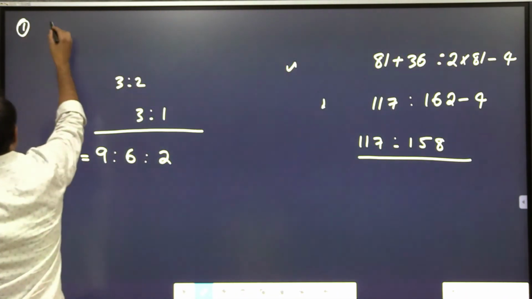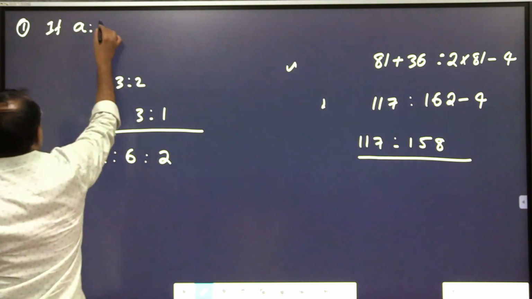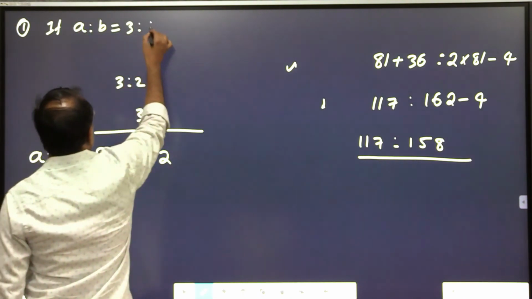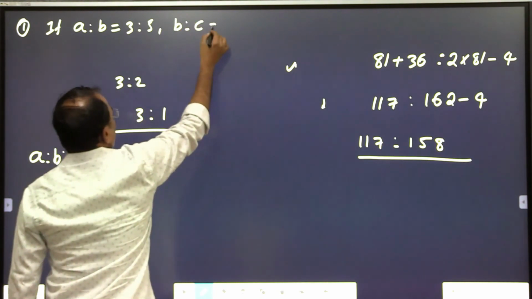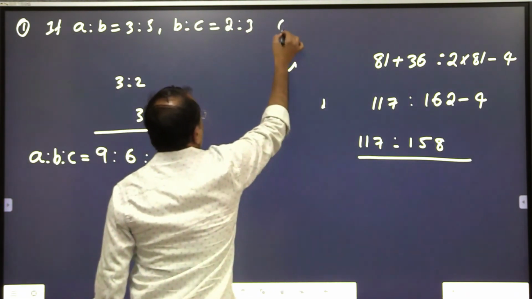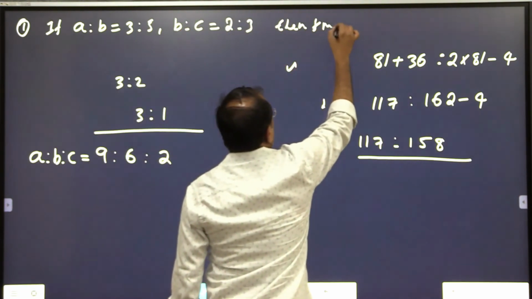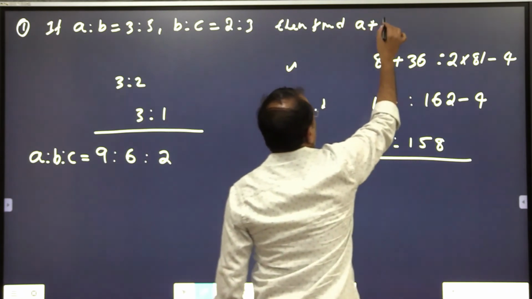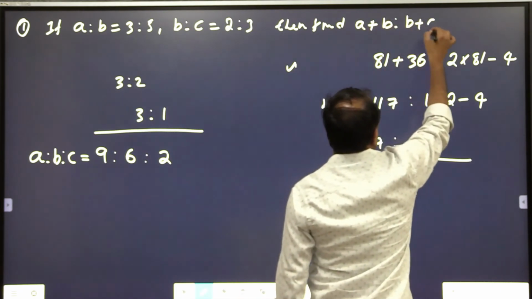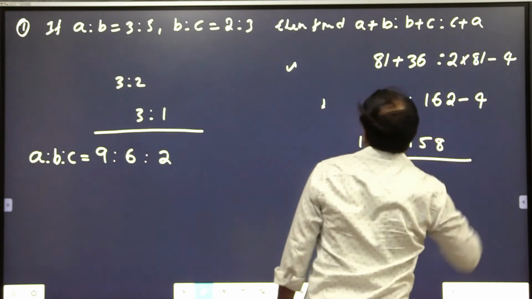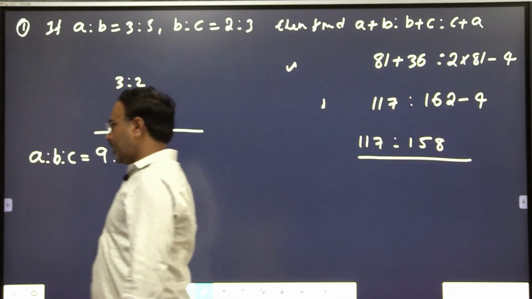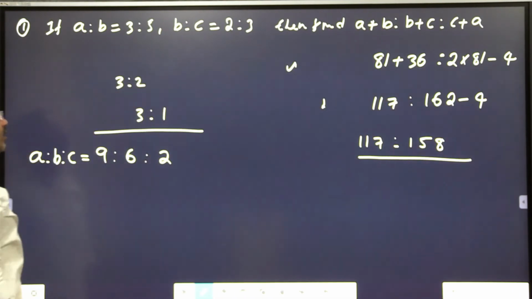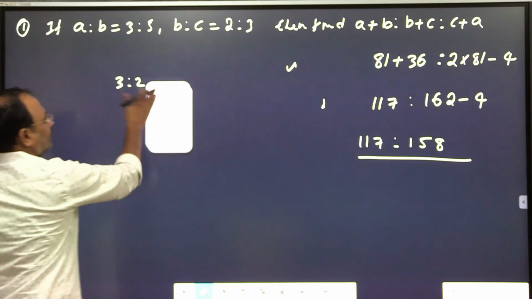Next one, if A is to B is equal to 3 is to 5, B is to C is equal to 2 is to 3, then find A plus B is to B plus C is to C plus A.